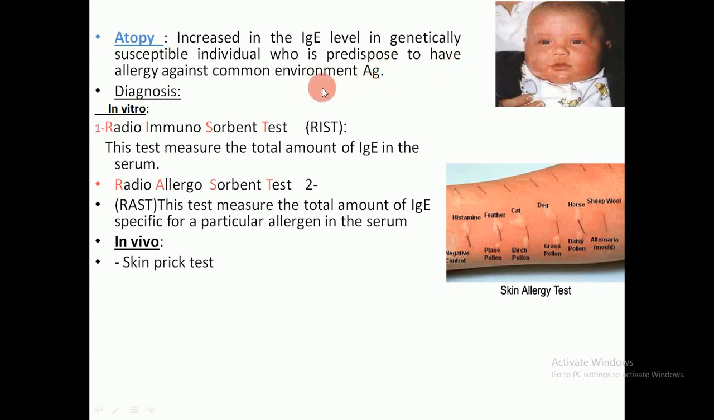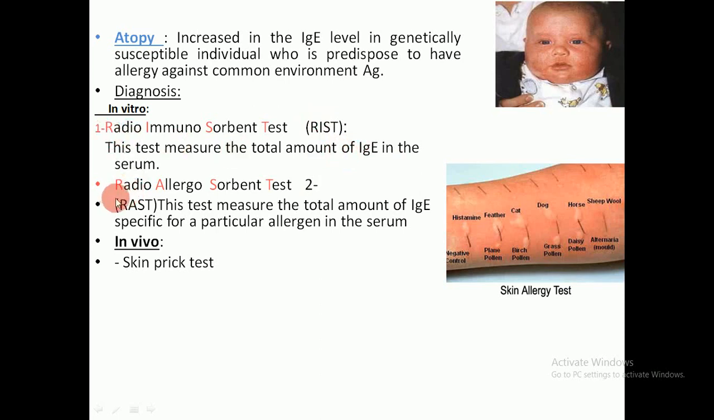of the face. How can we diagnose type 1 hypersensitivity reaction? Well, first, we have in vitro, which means outside the body, which includes the radio immunosorbent test, abbreviated RIST. This test measures the total amount of IgE in the serum. As you know from the previous lecture, immunoglobulins have a specificity specific to each entity, while here we measure the whole amount of the IgE.